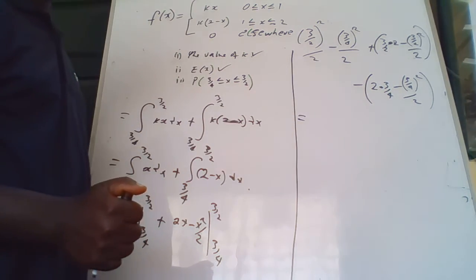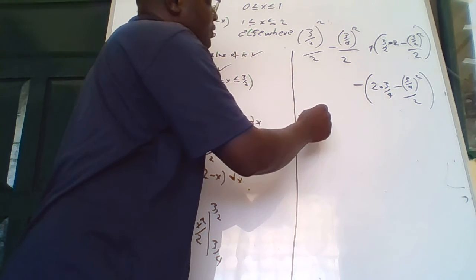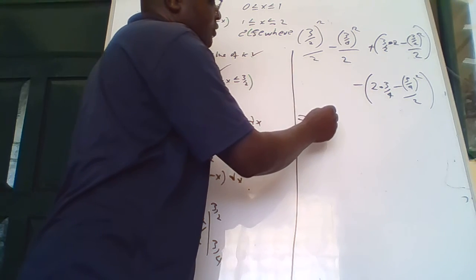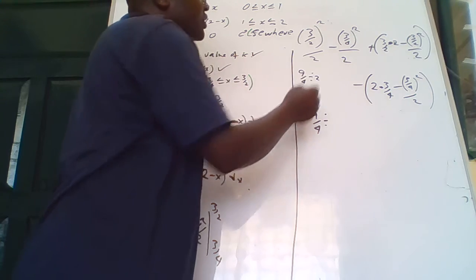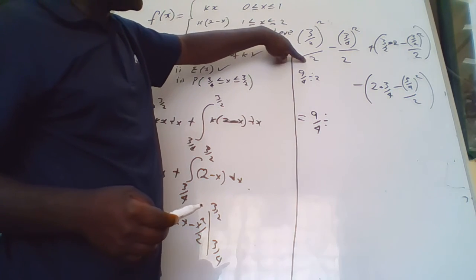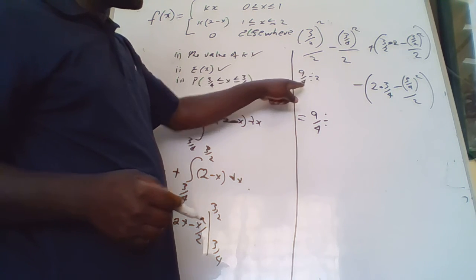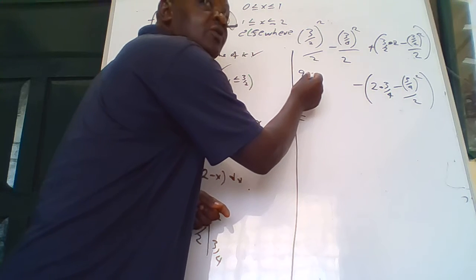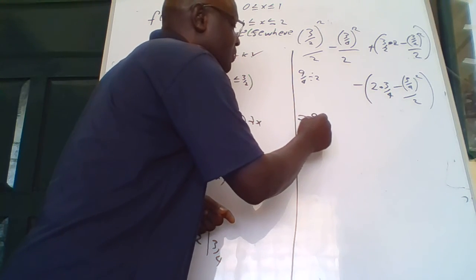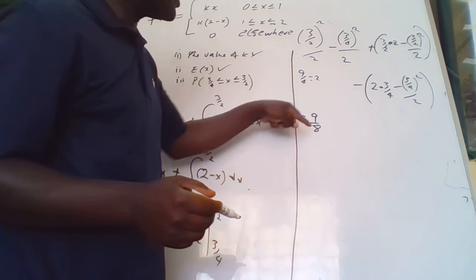So this equals, this will be 9 over 4, remember this is 9 over 4 divided by 2. So the reciprocal of 2 is 1 over 2. So we have 9 over 4 times 1 over 2, so this will be 9 over 8, because we get the reciprocal, which is 1 over 2. 2 times 4, we have 8.